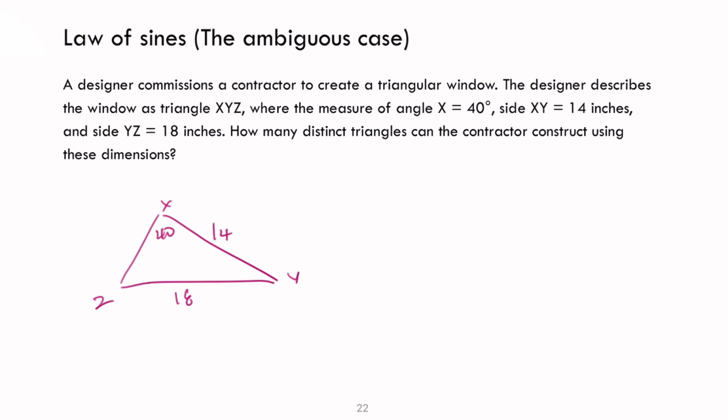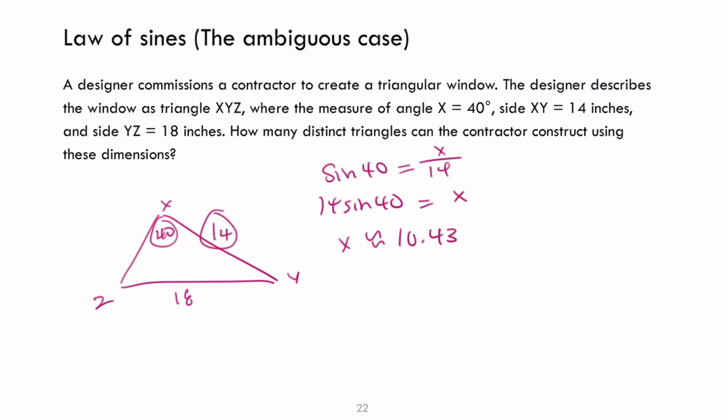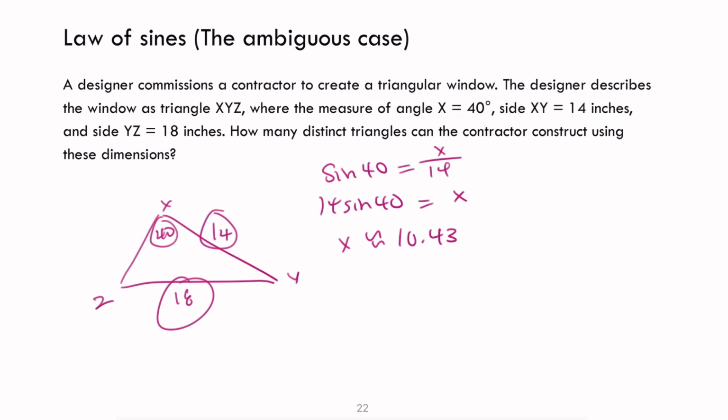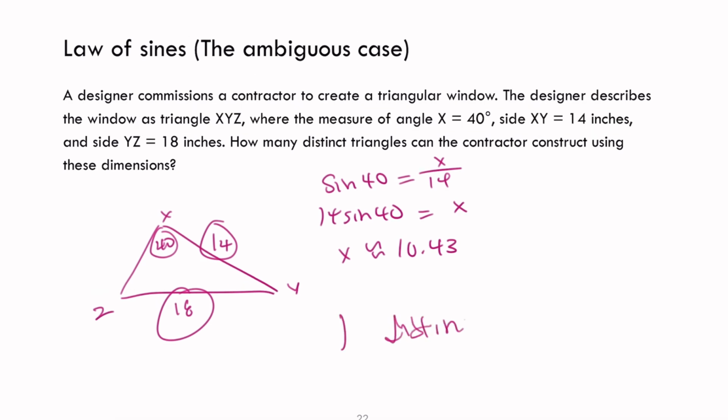Okay, so we can use the angle and the side that are adjacent to each other, and we can just find the height by using sine. So the sine of 40 is equal to x over 14. So 14 sine 40 is equal to x. x comes out to be around 10.43. And looking at this, the side 18 is greater than 10.43. This means that only one distinct triangle can be made.